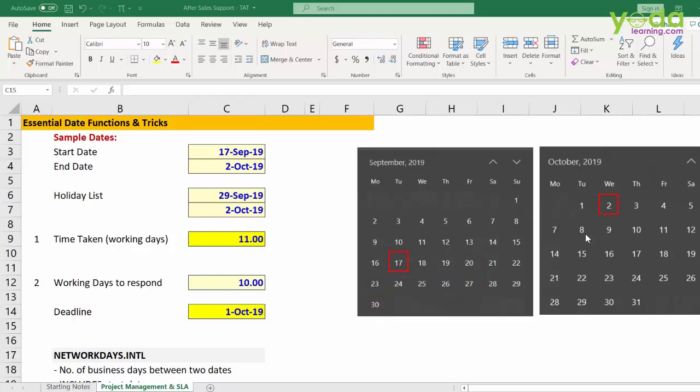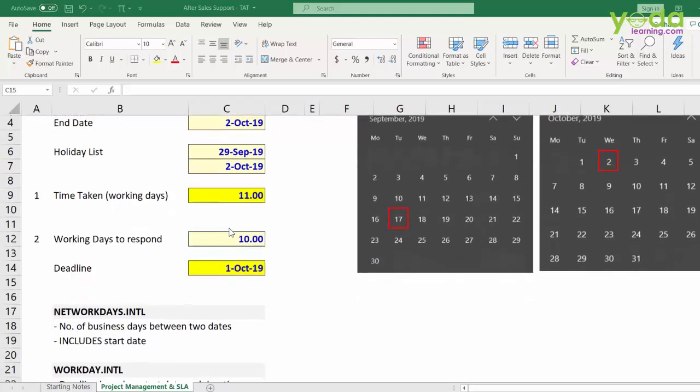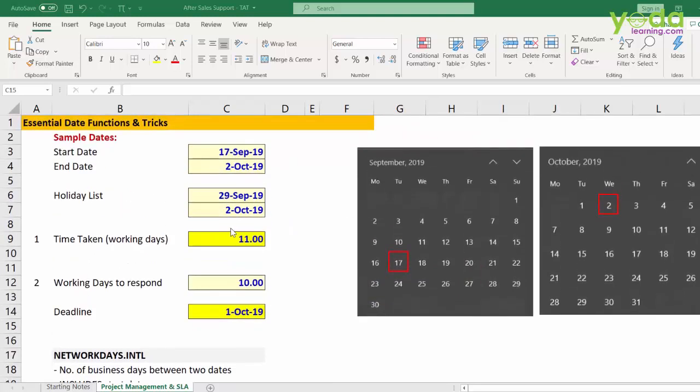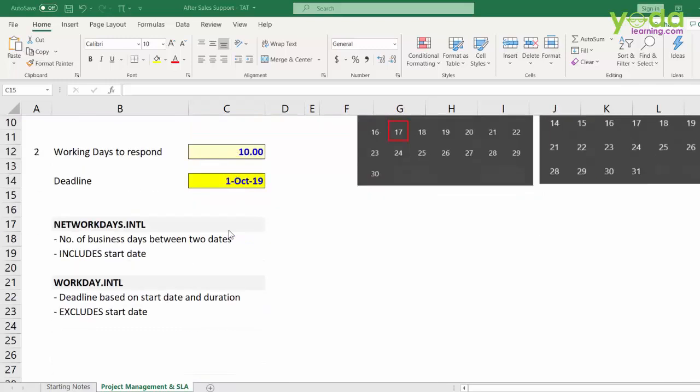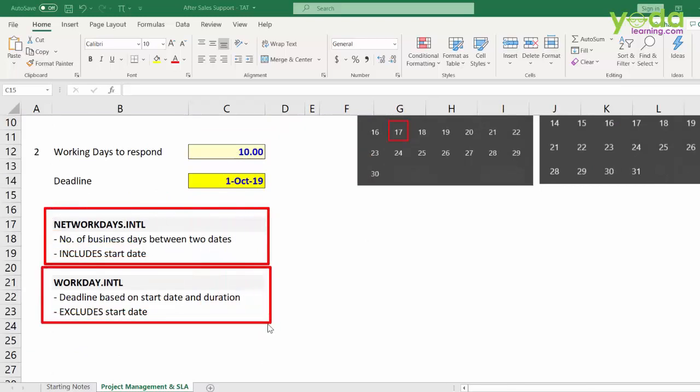So my friends, do try these 2 tricks. These are extremely essential when you wish to find out how many working days have been taken to close the service ticket request. That means turnaround time. Do ensure that you remember these 2 points of theory, that this formula includes the starting date and this formula excludes the starting date. So that was a quick video on finding the turnaround time or the deadline.